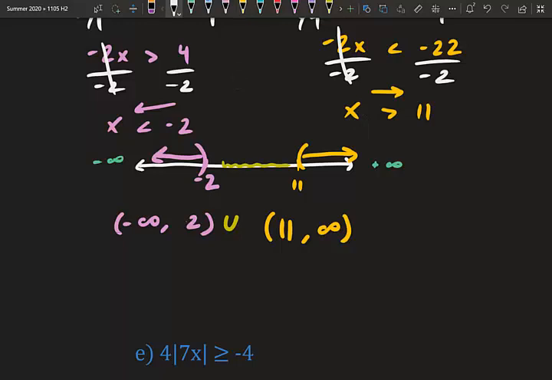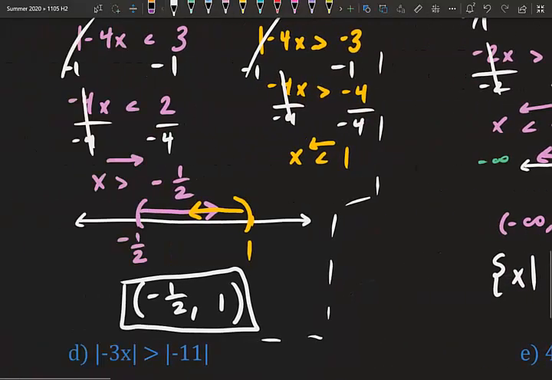In set notation, we would have a squiggly, which is called a brace, x such that x is less than -2, comma, x is greater than 11.